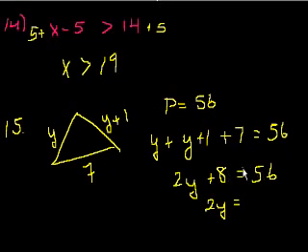So if we subtract 8 from both sides of this equation, on the left-hand side we just get 2y. On the right-hand side, 56 minus 8, that's 48. Divide both sides by 2, and you get y is equal to 24. And that is choice A.